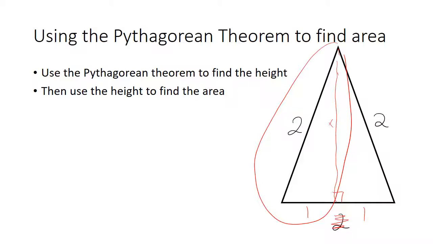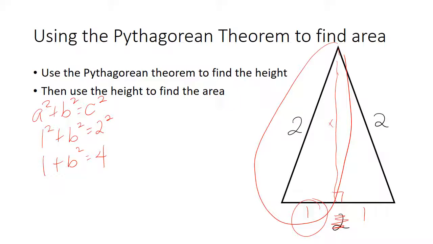So we're going to start with a squared plus b squared is equal to c squared. Let's say that this is a, so I'm going to say 1 squared plus b squared is equal to 2 squared. So that would be a 1 and a 4. I'm going to subtract 1 from both sides. So my b squared is 3. So b is equal to the square root of 3. So we're saying that our height of our triangle is the square root of 3.